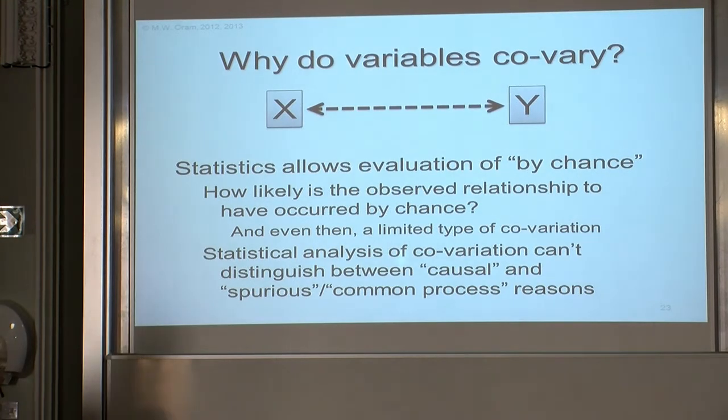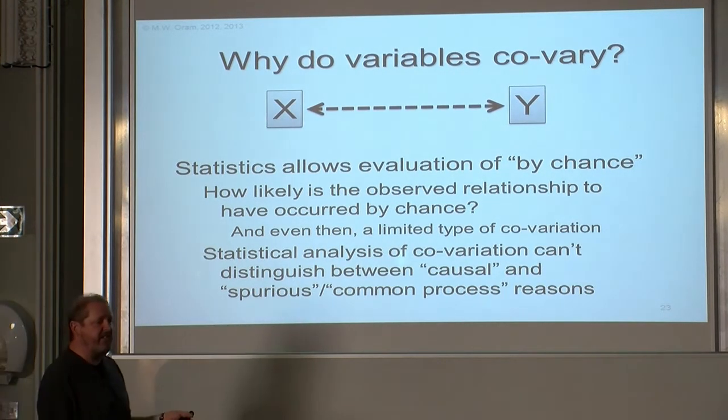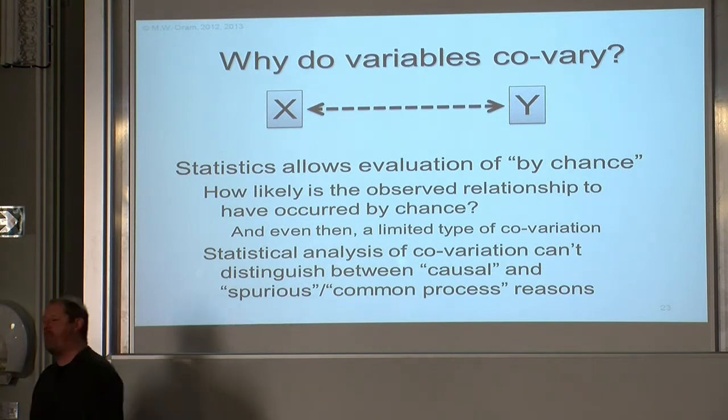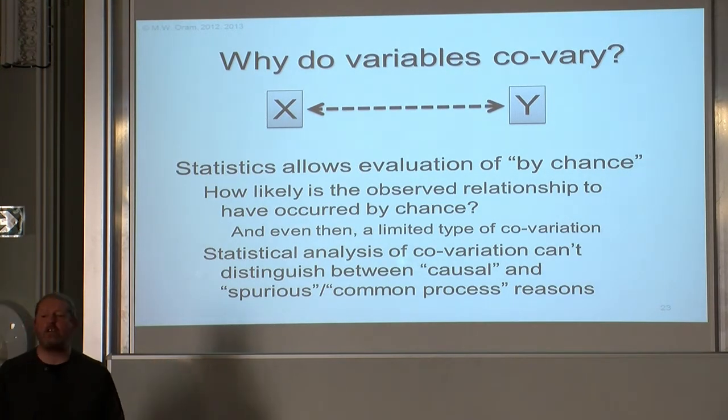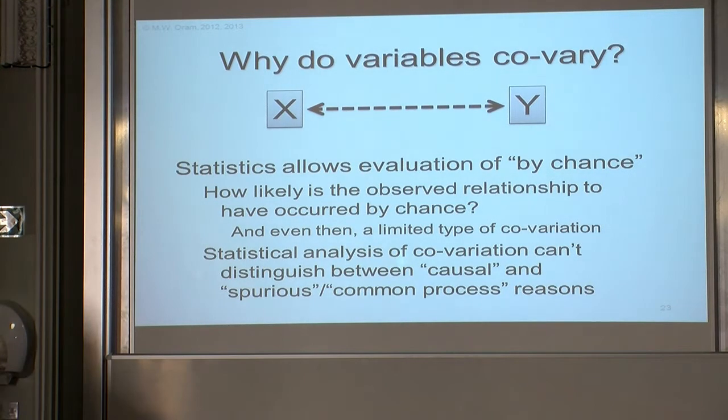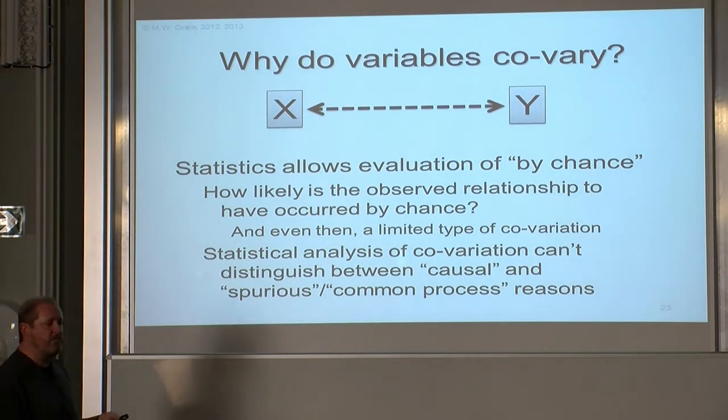Okay, now, the problem that we have is that statistics cannot do anything other than tell you if the observed relationship is by chance or not. So it can tell you how likely it is that the observed relation occurred by chance. It cannot tell you or solve these higher level conceptual problems. It's not designed to do that. In fact, it can't do it. It can't distinguish between a causal, spurious, and common process relationships.